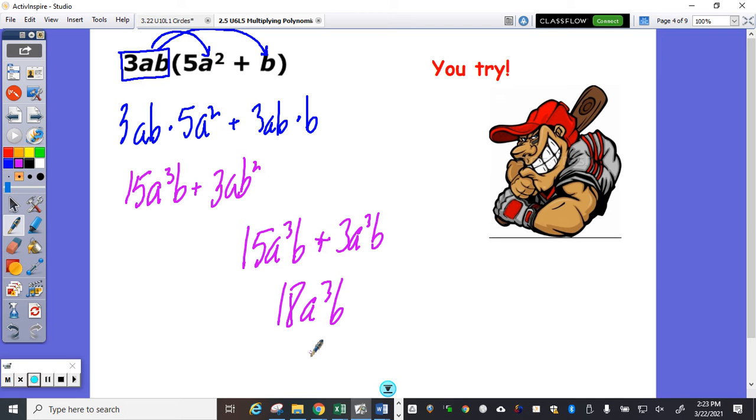Would it be b to the second? No, because again, think about it for a second. Remember what you've done before. If I say to you 3x's plus 5x's is what? 8x's. We don't say 8x squared. So the same thing happens here. If I said to you 3x squared plus 5x squared, that's 8x squared.